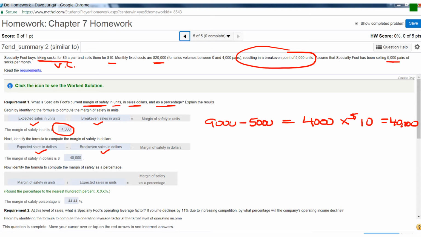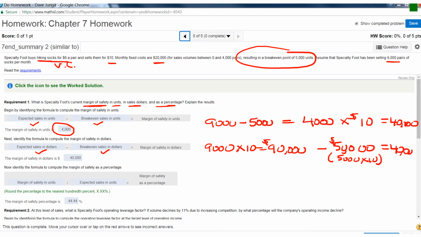And so you just have to go back and convert your sales dollars. If you're selling 9,000 shoes and you multiply that by your sales price, that's 10. That's going to give you $90,000. And then, of course, if you subtract out your break-even point, which in this case is 5,000 units, times $10, which is the sales price, that's $50,000. Again, these are dollars. So 90 minus 50, that would also give you the 40. Notice it's the exact same answer. So there's where they get the 40,000.